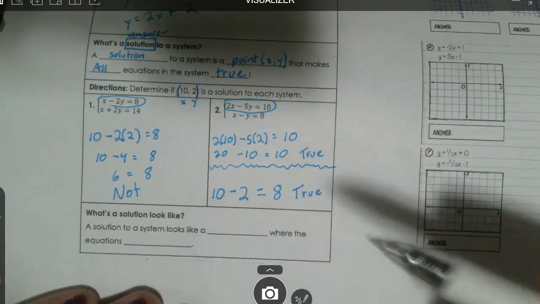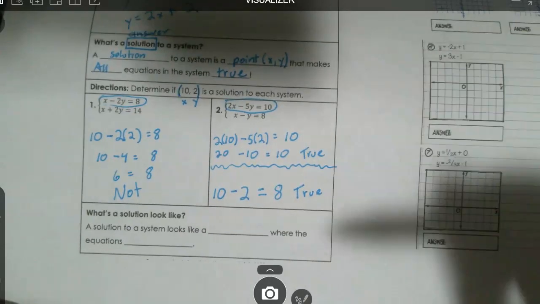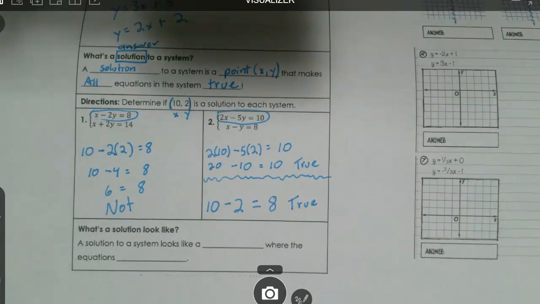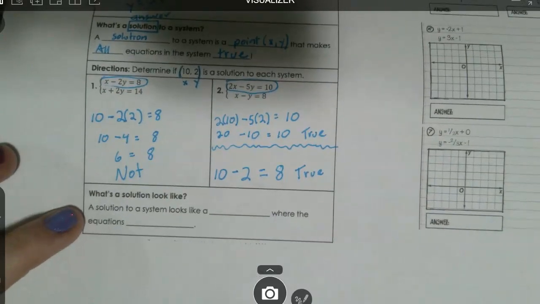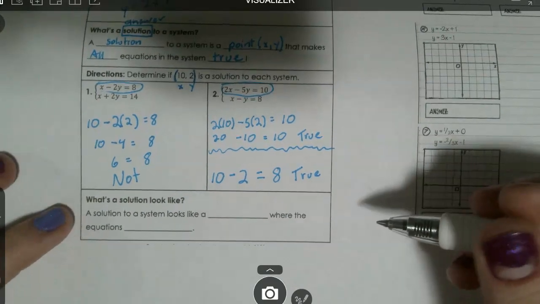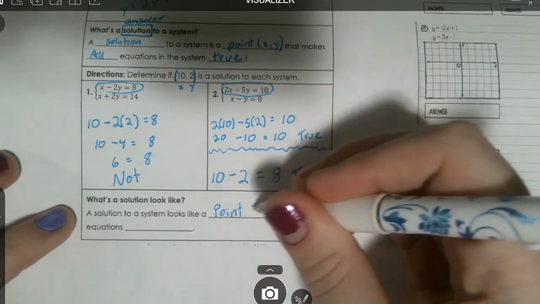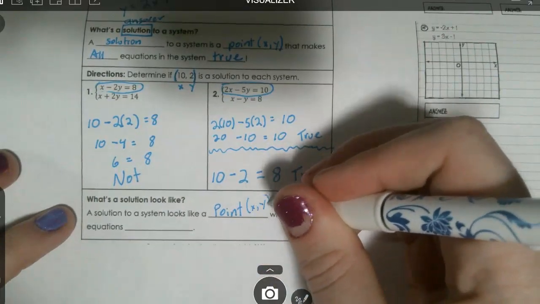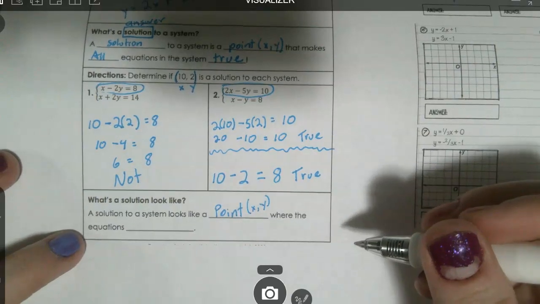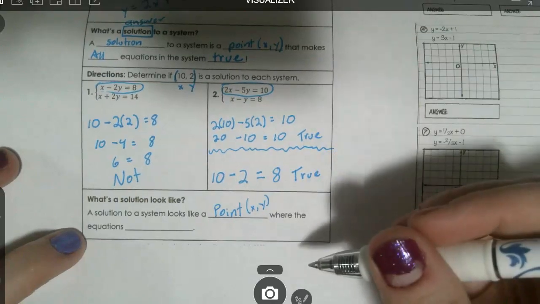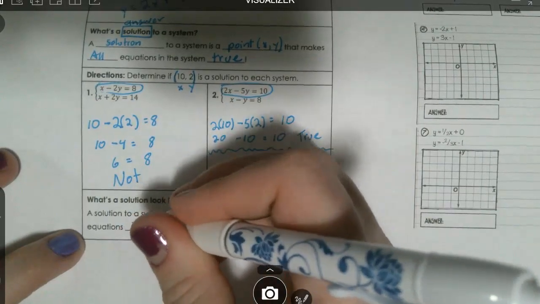Now this is a lot of work. So we're going to show you a way that you can use graphing to find the solution very quickly and easily. First, let's go ahead and get the gist of it down right here. A solution to a system of equations looks like a point. We've established that. We're getting a coordinate point, an x and a y, where the equations, we know they both have to be true, but when we graph them, the equations will intersect.